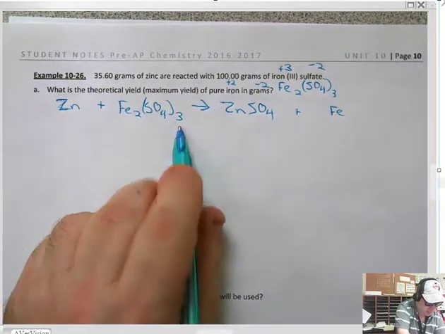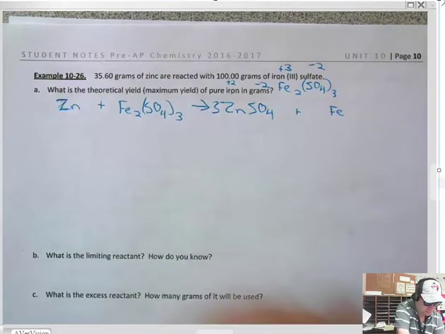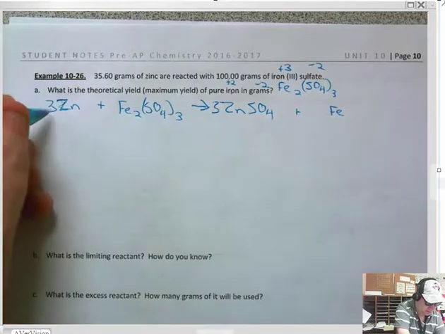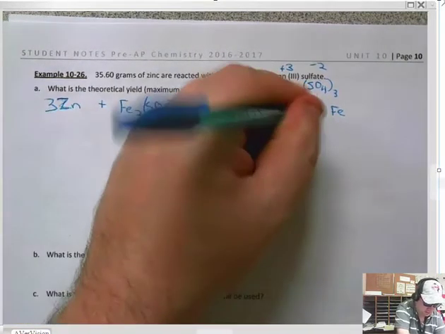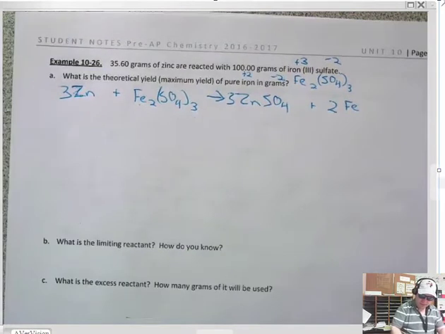We have 3 sulfates here, so we need to put a 3 here to balance. Now we have 3 zincs, so we have to have 3 zincs over here. We have 2 irons, so we need a 2 over here for the iron. Okay.